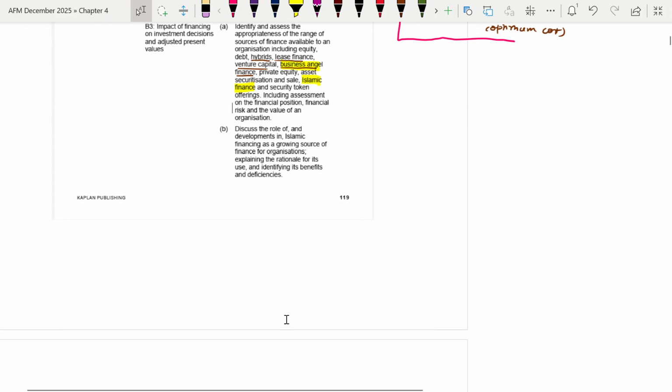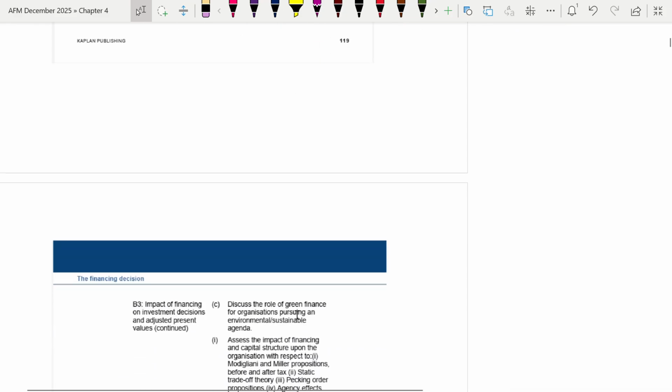Now, what is the role and development of Islamic financing? Why is it a growing source of finance in organizations? If you take European countries and Western countries, the Islamic finance concept is more advanced and more preferable than in other countries in the world. How is it going to have an impact?